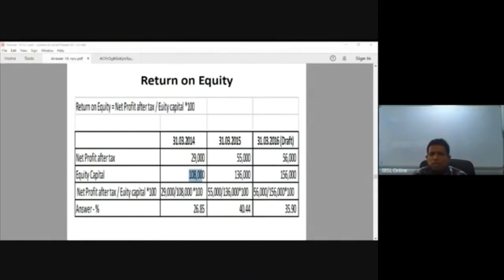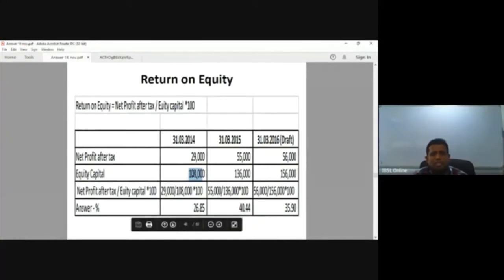But why don't we consider average equity figures in calculating ROE for 2015, right? No way, because if you consider only the year-end figure here, it has to be very consistent. In 2014, you cannot take one figure as equity capital, and in 2015 have an average figure. You cannot have an average figure, right?